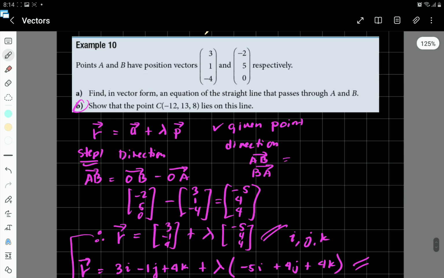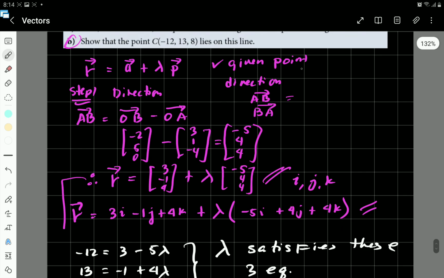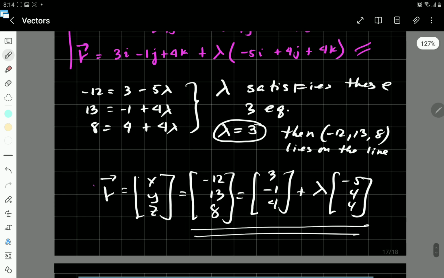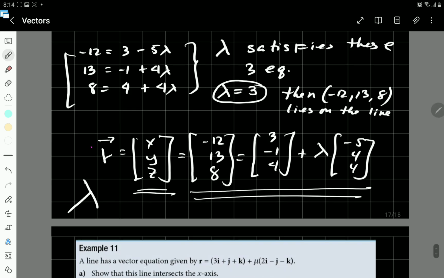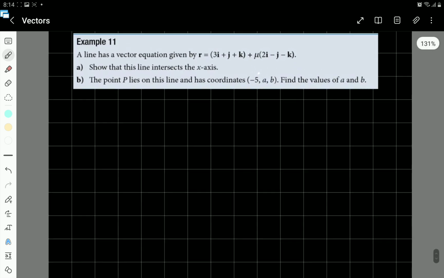If the question is about finding the equation or the vector equation of the line, you just need to find the direction and a given point. Then done. If, for example, you're trying to show that a point is on the line, then you need to plug it in here and find the lambda. If there is a lambda that satisfies all three equations, then that point is on the line.